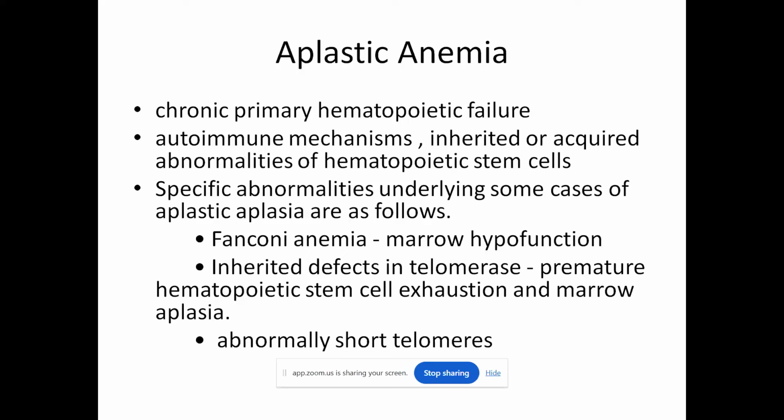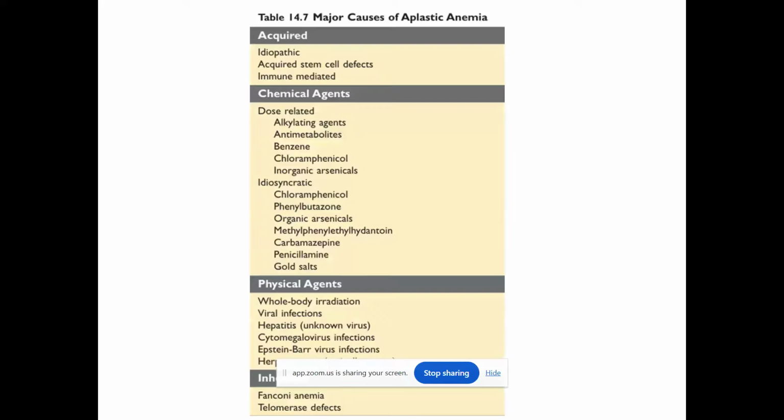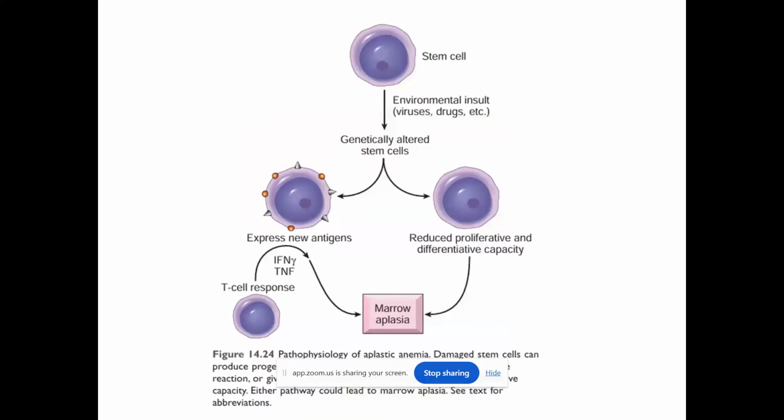The next disorder is aplastic anemia. It is a chronic disorder producing primary hematopoietic failure. So these are the major causes of aplastic anemia. It can be acquired, due to chemical agents and physical agents, irradiations, viral infections, or drugs. Or it can be inherited disorders like Fanconi's anemia and telomerase defects. All these produce aplastic anemia.